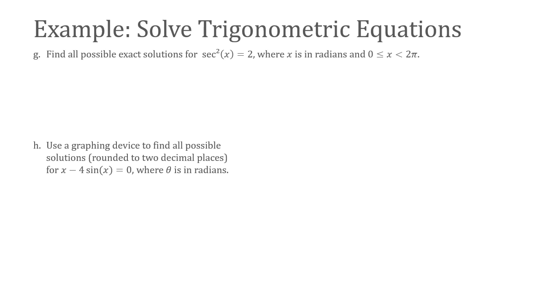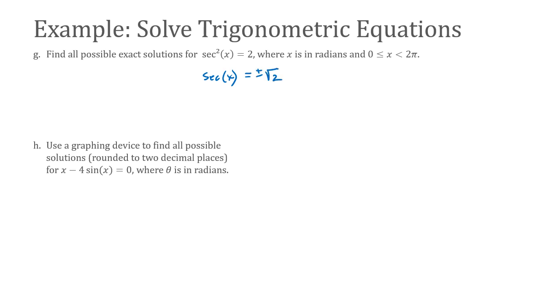All right, part G. Find all possible exact solutions for secant squared x equals 2, where x is in radians and 0 is less than or equal to x is less than 2 pi. Okay, so we're dealing with a secant here. I feel as though I'm probably going to switch that to its reciprocal function, which is 1 over cosine. But before I do that, I'm going to square root both sides so that I make this look a little bit easier.